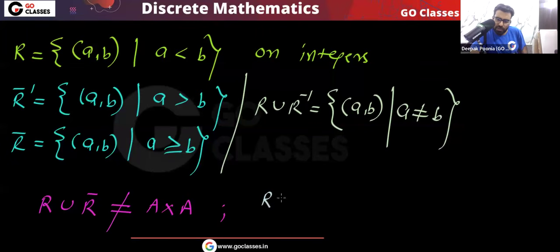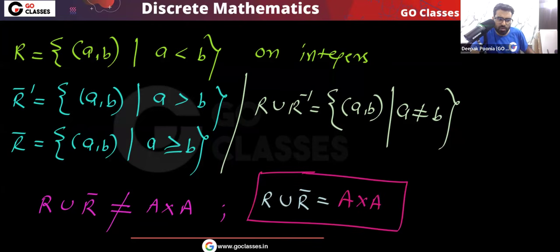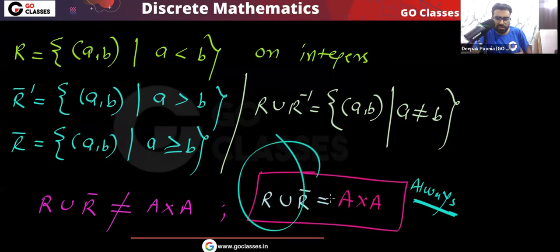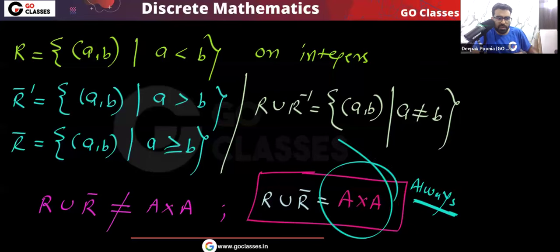But remember, if I do R union R complement, that will definitely be A cross A, because you already know that R complement basically means A cross A minus R. Yes or no? So this will always happen. Because what is R bar? What is R complement? That is A cross A minus R. So R union R complement will always be A cross A.